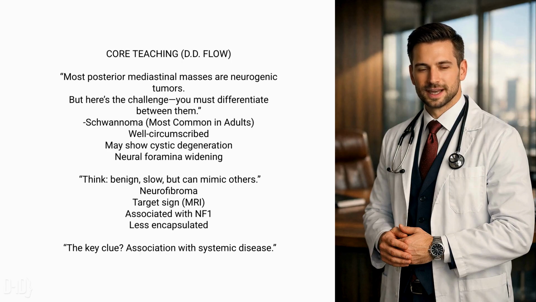Core teaching, DD flow. Most posterior mediastinal masses are neurogenic tumors. But here's the challenge, you must differentiate between them. Schwannoma, most common in adults. Well circumscribed. May show cystic degeneration. Neural foramina widening. Think, benign, slow, but can mimic others.